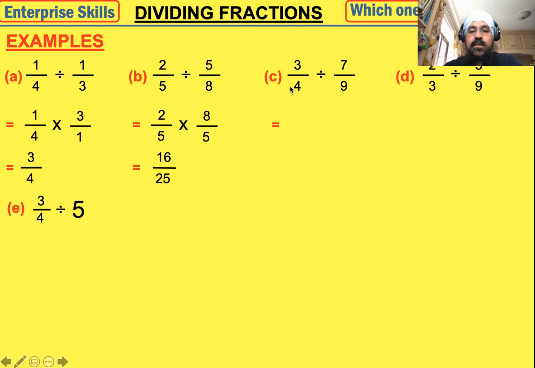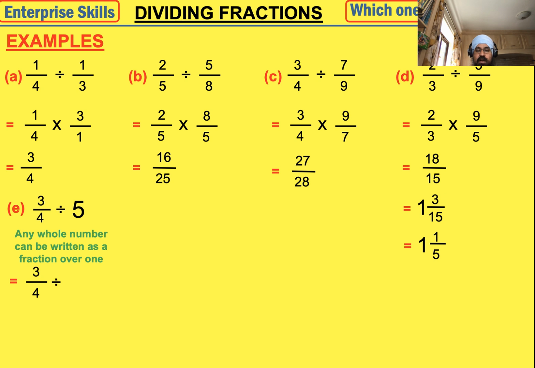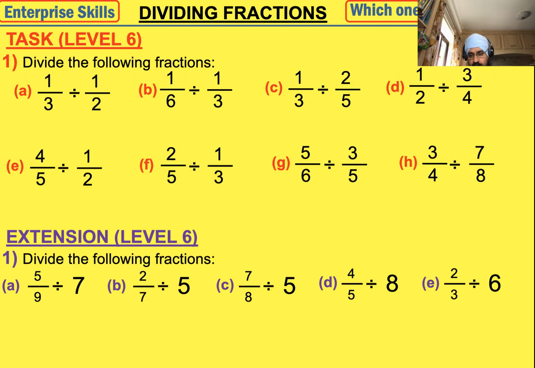So remember, you keep the first part of the fraction as it is, you change the sign from divide to multiply, and you flip the second part. Now, how would you do this one, E? Like with multiplying, 5 basically means 5 over 1. So 3 over 4 divided by 5 over 1 becomes 3 over 4 times 1 over 5, and then you just multiply 3 with 1, which gives you 3, and 5 with 4, 20. Okay, so have a go at these questions in your book, please.